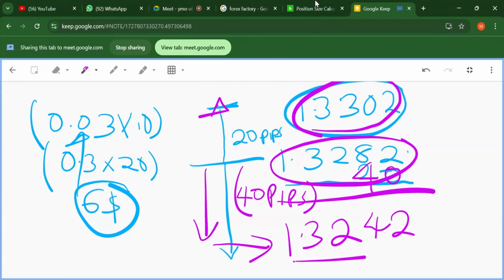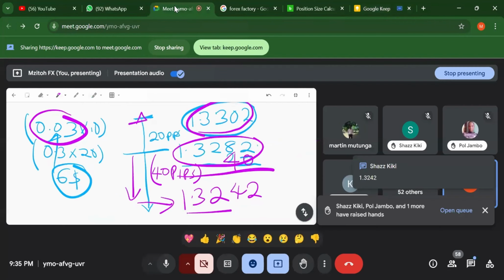Another question, if you're going to make a profit of 40 pips, how much is that in terms of dollars? 40 pips profit using the same lot size. Remember our lot size was 0.03. Type the answer down there on the chart.